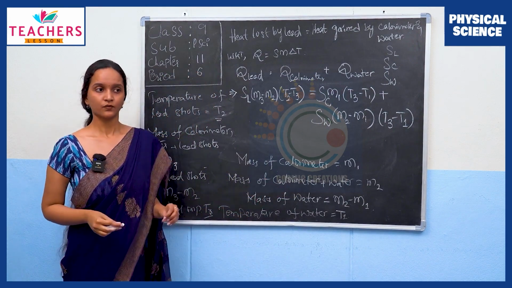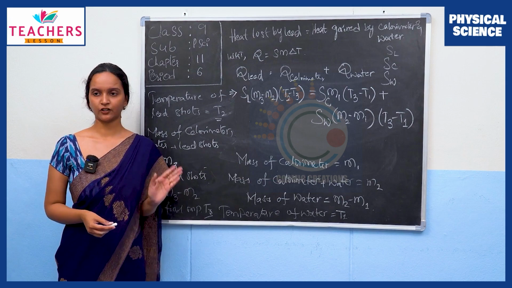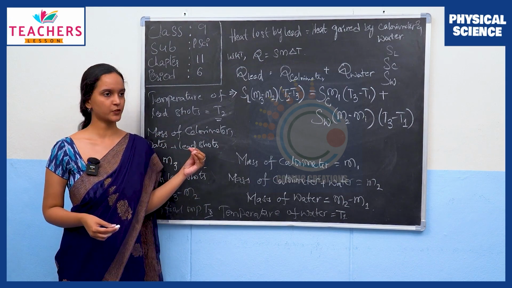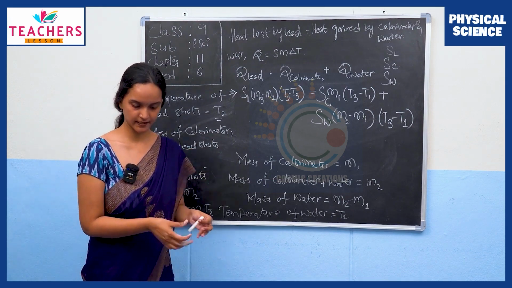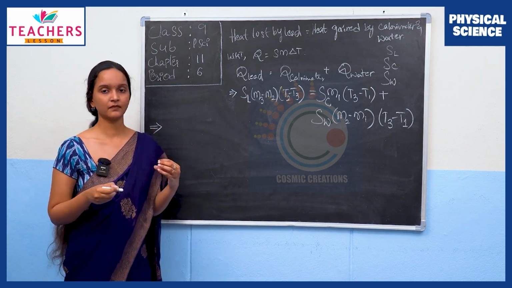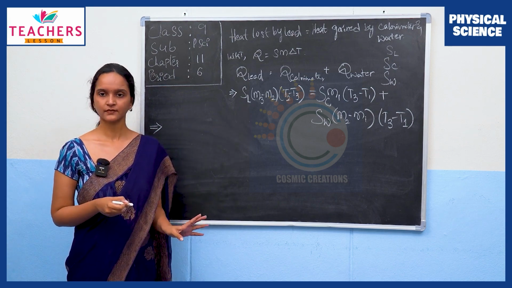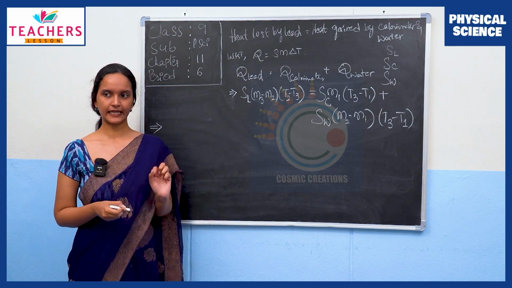Now, once we solve this equation, we can find out the specific heat of lead. Is this clear up to this point? Clear. Okay, let me erase the screen. Now, our aim is to find out the specific heat of lead shots. So, we are interested to find out SL.